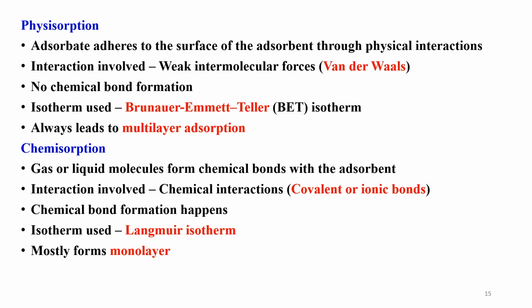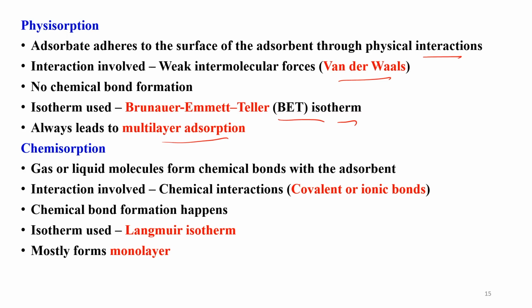In physical adsorption, the adsorbate adheres to the surface of the adsorbent through physical interactions like weak intermolecular forces, let us say van der Waals forces. There is no chemical bond formation in this case, and typically the BET isotherm is able to explain this physical adsorption properly, and this always leads to multilayer adsorption depending on the nature of your surface and the availability of your adsorbate molecules.